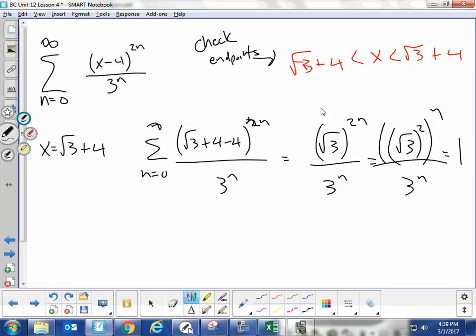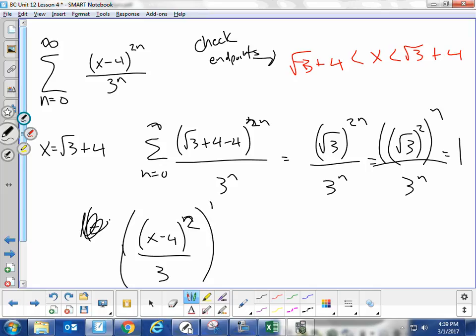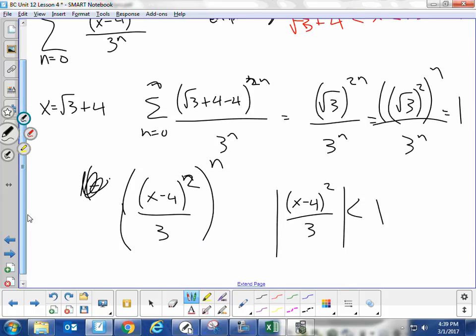I could actually write this as a geometric series. This would be x minus 4 squared over 3 quantity to the n. This is a geometric series where x minus 4 squared over 3 has to just be less than 1, which is what we ended up doing.